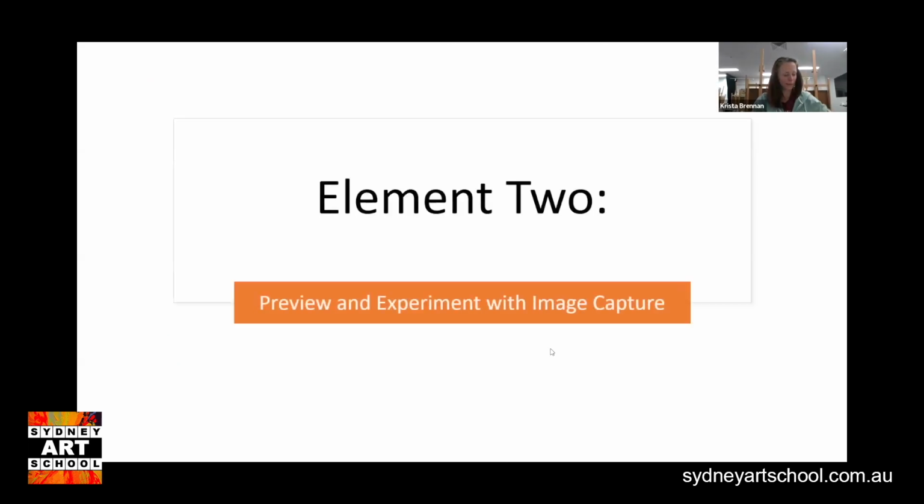We're already up to element 2, but the rest of this particular topic does go reasonably fast, because once we get past the specifics of cameras and photography, we start to get into the let's do it part of the assessment. So this one is preview and experiment with image capture.